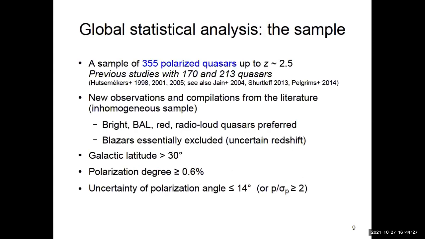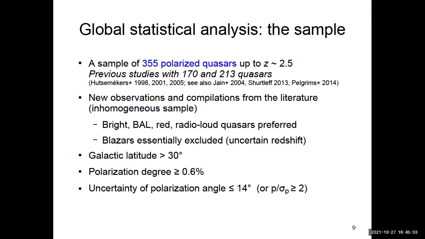So now, with a sample distributed over the whole sky, we can do global statistical analysis. The sample is a sample of 355 polarized quasars up to redshift 2.5. Previous studies were done with 170 and 213 quasars. They are constituted of new observations and compilations of data from the literature. So this is an inhomogeneous sample.